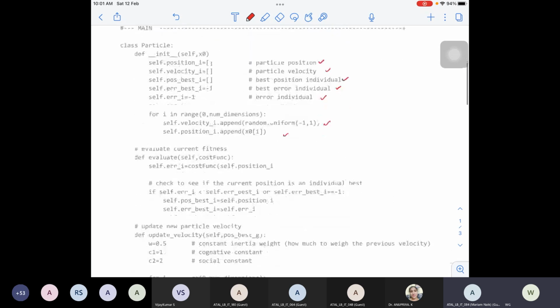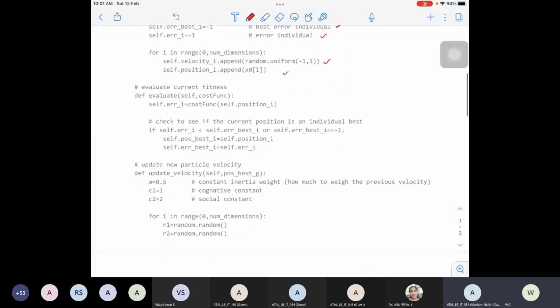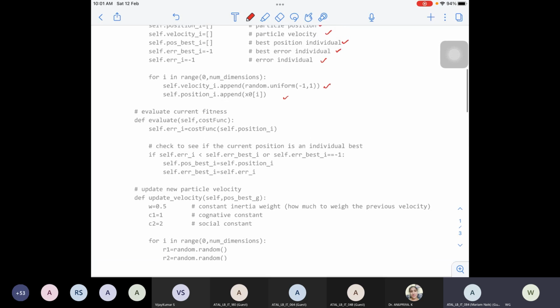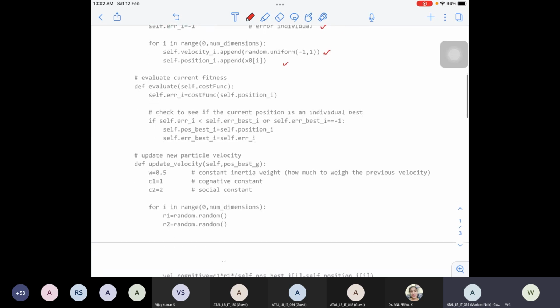Then a particle may also check, at every instance we need to check the fitness, right? So the fitness is basically what is given by this value, that is the error best and error i, right? So in order to evaluate the fitness we have this function which is the evaluate.